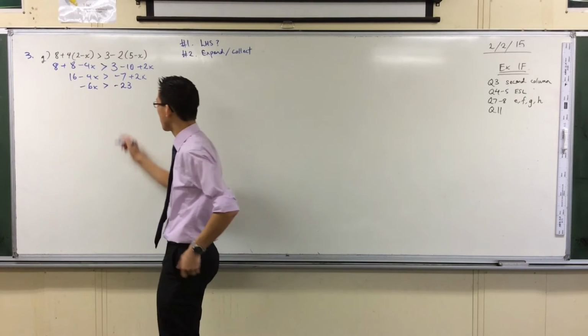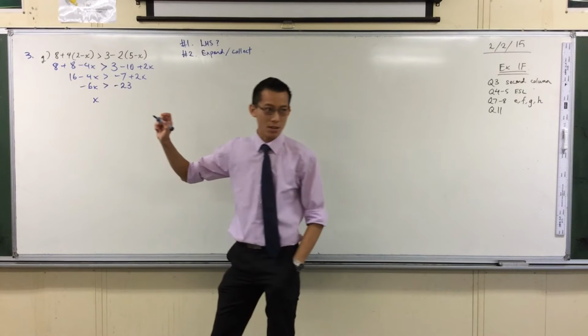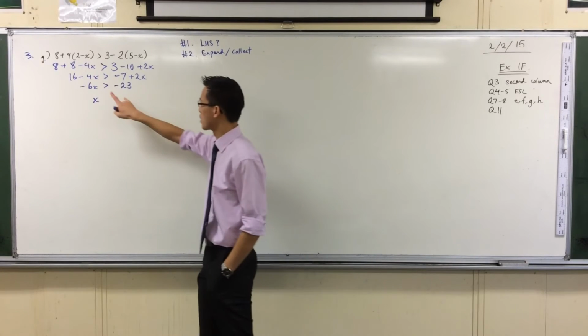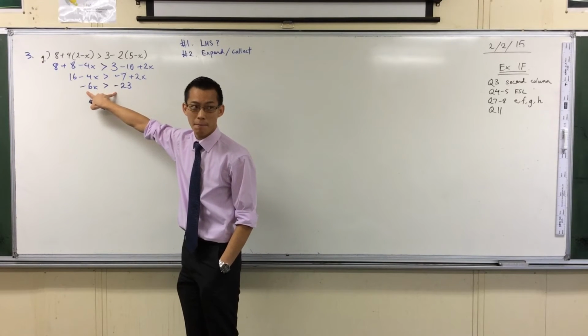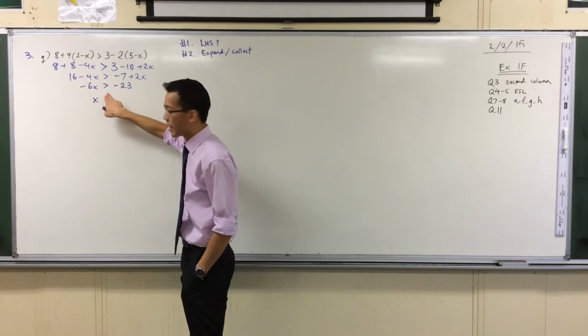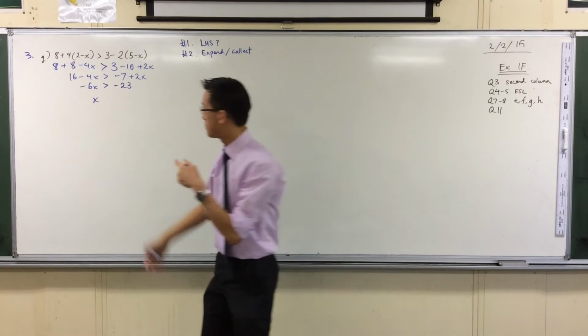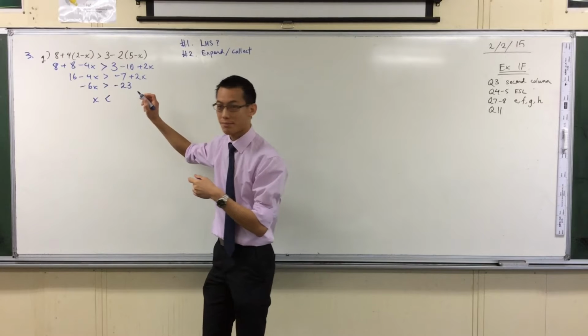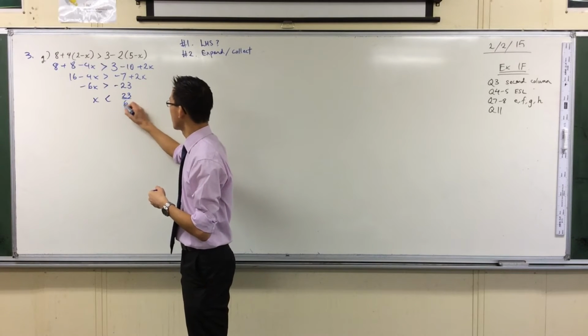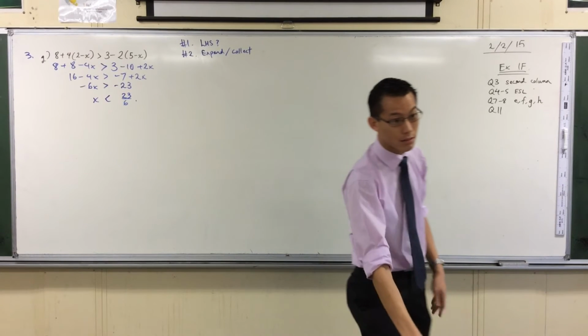So now I just need to divide. I'll divide by negative 6. No sense in doing it twice. But because I'm dividing by a negative number, the direction of the inequality is going to have to flip around. Like so. 23 on 6. And we're done. Finished. No big deal. Okay.